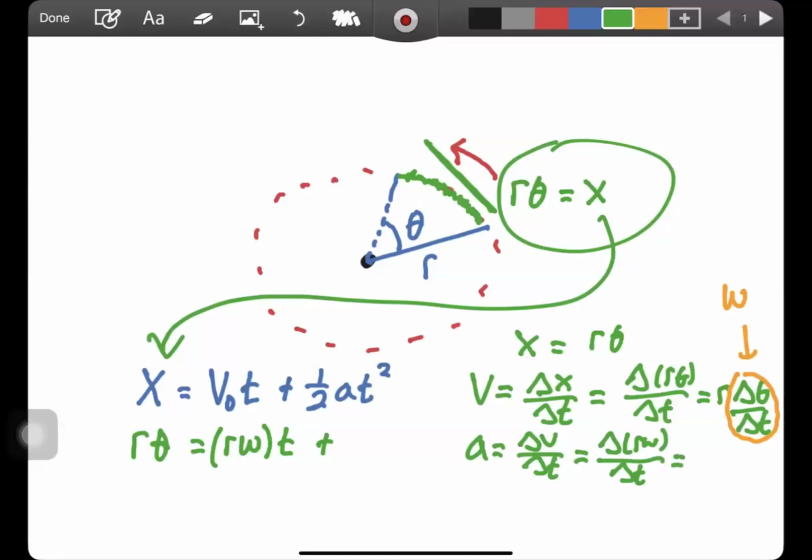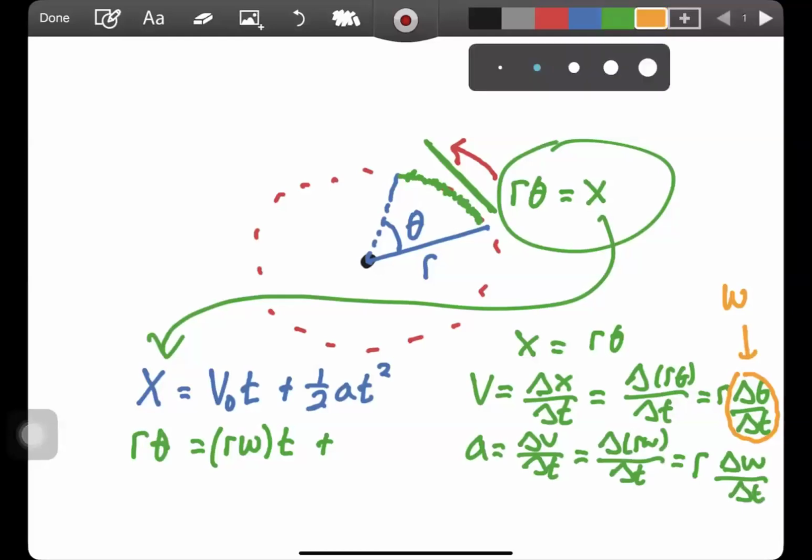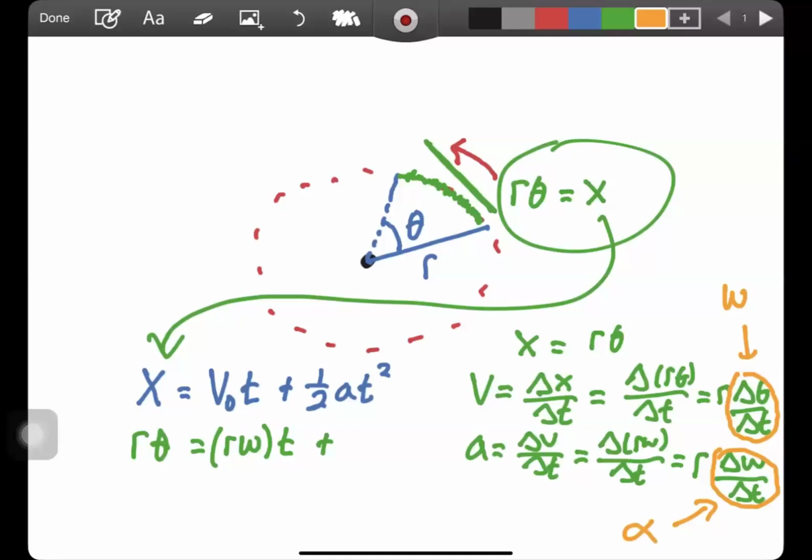So that's equal to r times the change in omega over the change in time. And so this term we call alpha, which is the angular acceleration. So this is the rotational analog to acceleration in the linear sense. And so acceleration in the linear sense is equal to r times alpha.